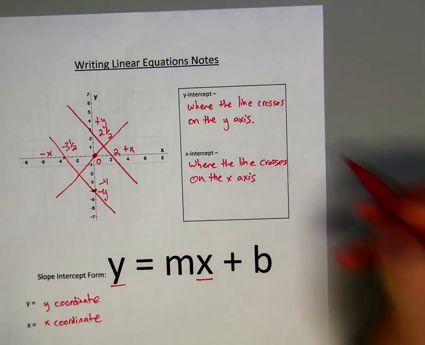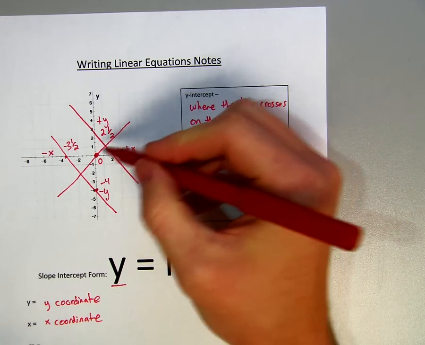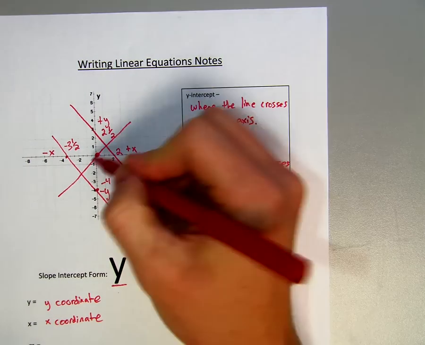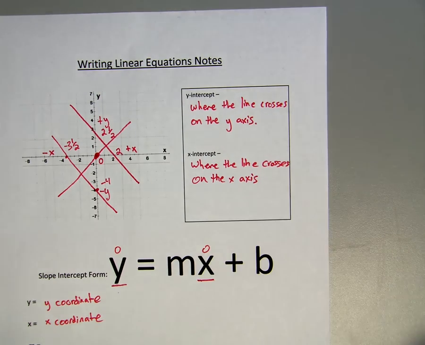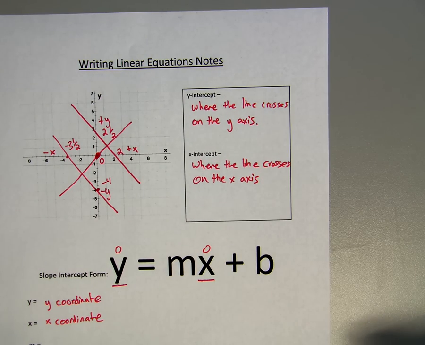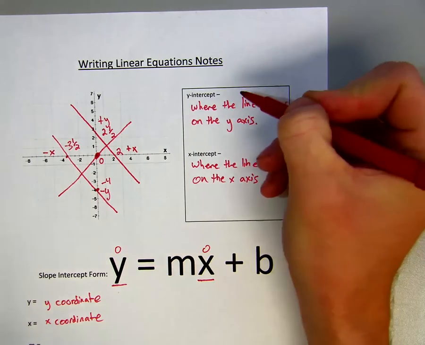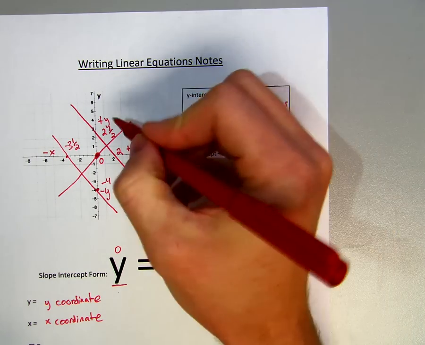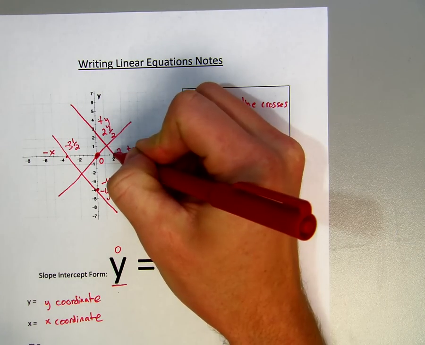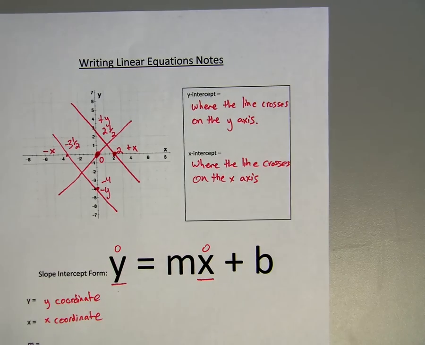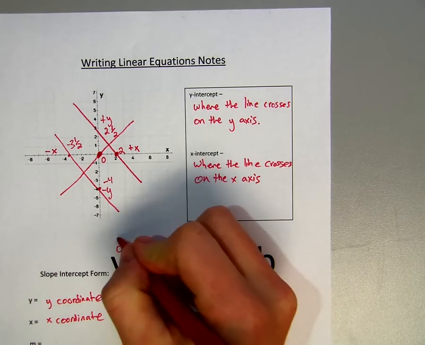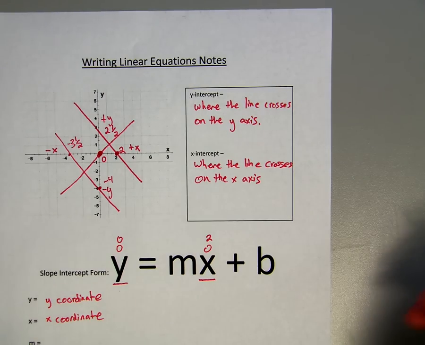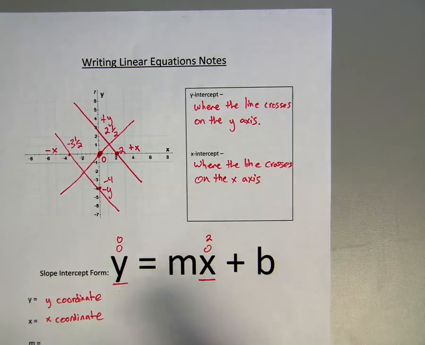If I went back to my original graph right here, and I had a coordinate anywhere on my line, say 0, 0, those would be the values there. If I went to one of these different ones, for this one right here, I would say my x value is a 2 and my y value is a 0. Those are just a couple examples of the coordinates on there.